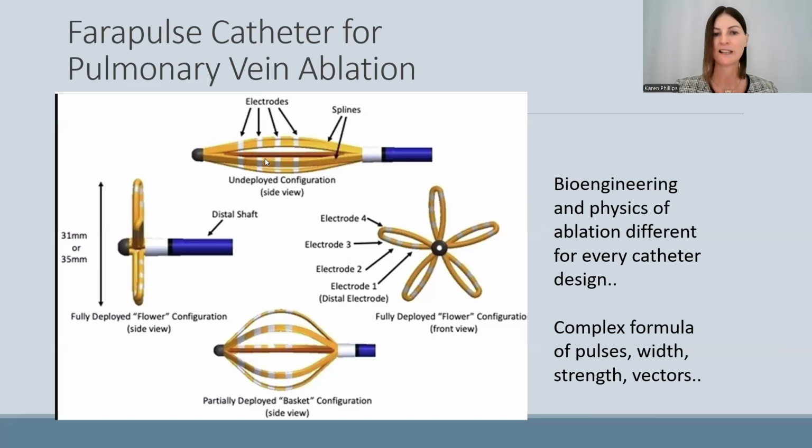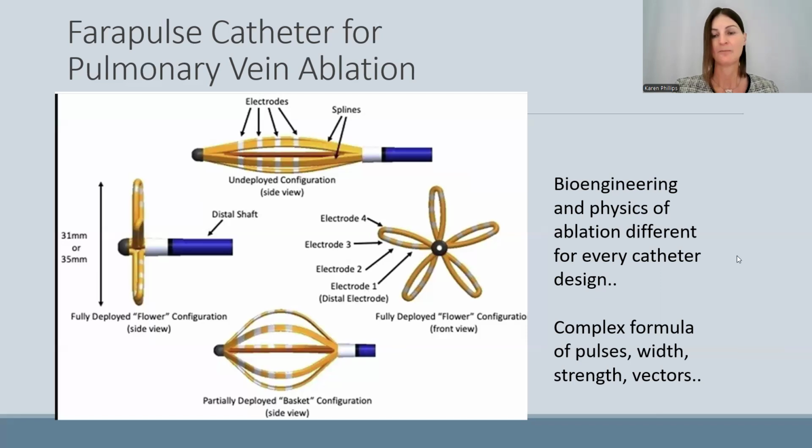So it comes completely collapsed down to be delivered up inside the heart. We open it up into different basket configurations to fit the pulmonary veins, as we'll see, and it can also be expanded out, flattened into a flower shape, to achieve the widest applications.